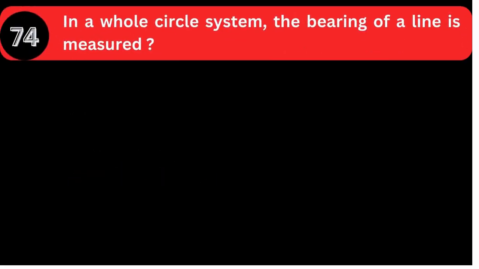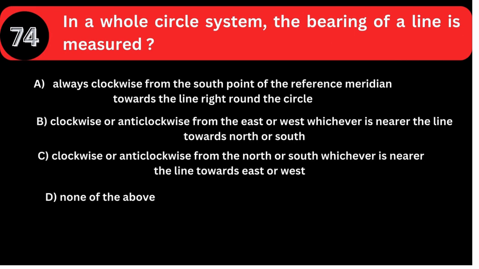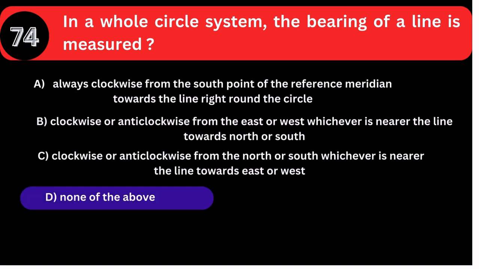In a whole circle system, the bearing of a line is measured. Options: A, always clockwise from the south point of the reference meridian towards the line right round the circle. B, clockwise or anticlockwise from the east or west, whichever is nearer the line, towards north or south. C, clockwise or anticlockwise from the north or south, whichever is nearer the line, towards east or west. D, none of the above. Answer: D, none of the above.